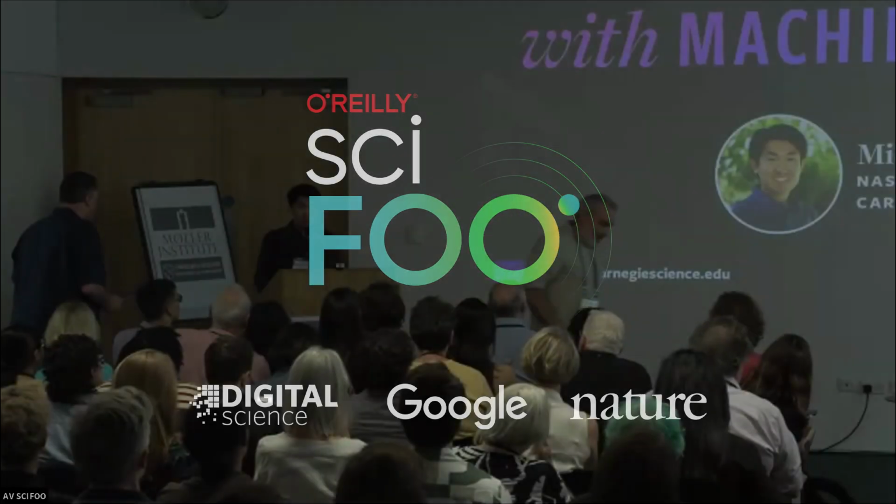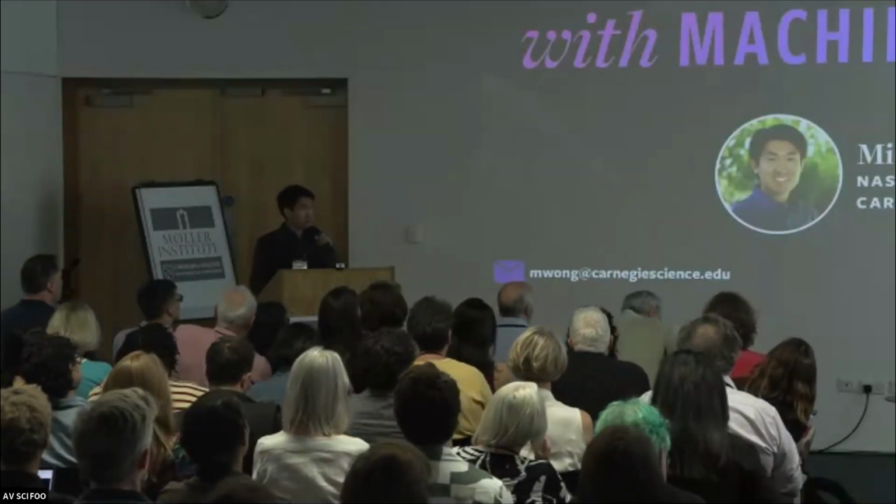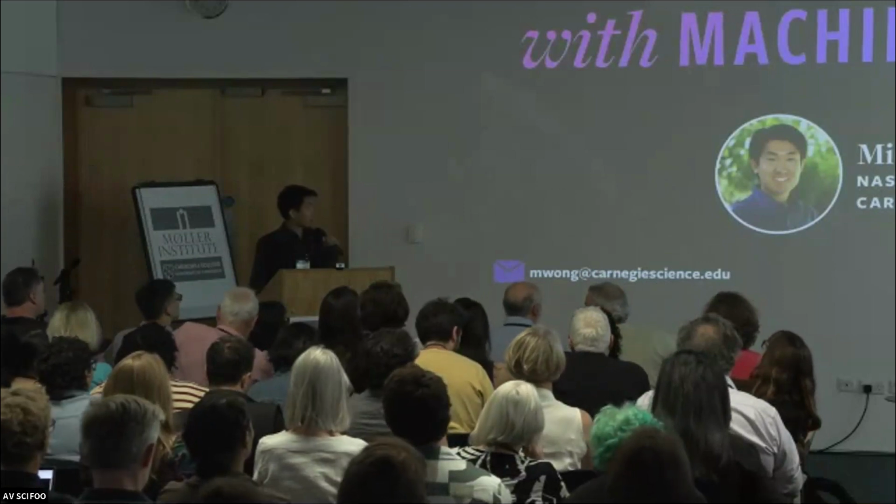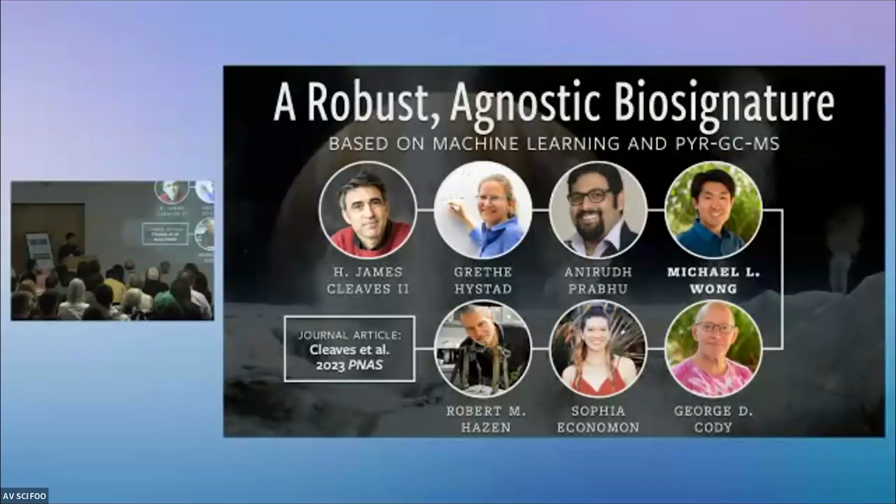All right, everyone, I'm Mike Wong from Carnegie Science, and I'm going to take you on a journey to look for alien life. What I'm going to present today is based on a paper that came out last year in PNAS. Two of us are actually here, myself and Bob Hazen. Bob, raise your hand. If you want to learn more and you can't find me, come find Bob.